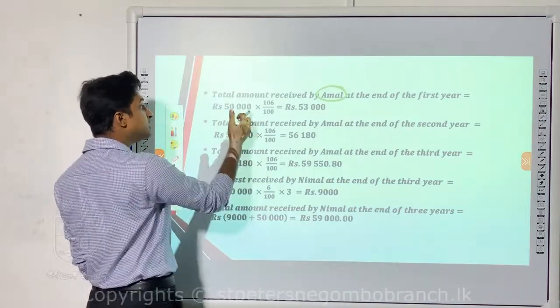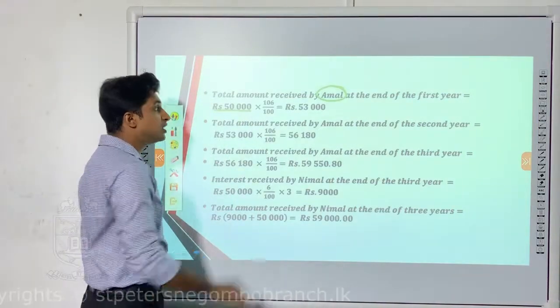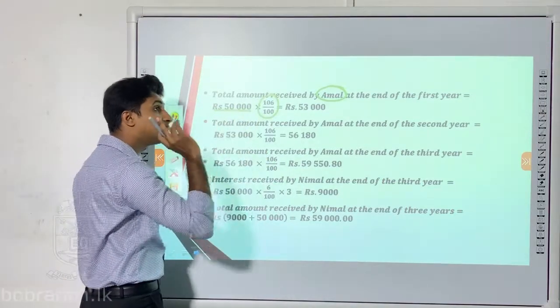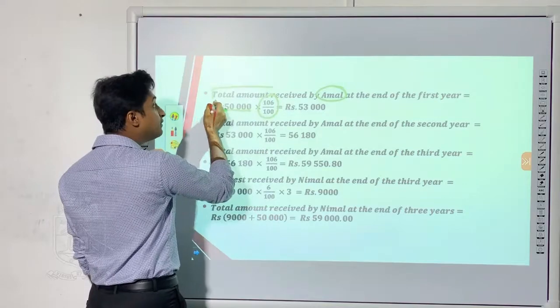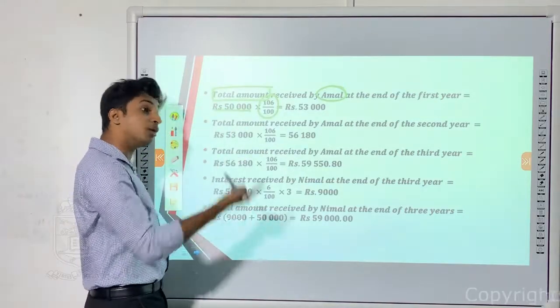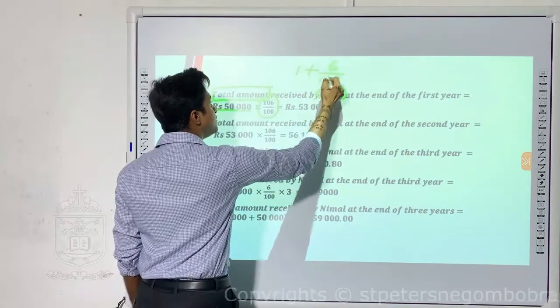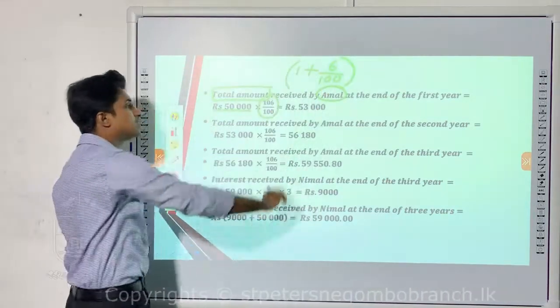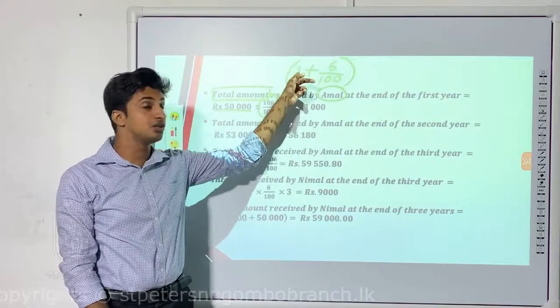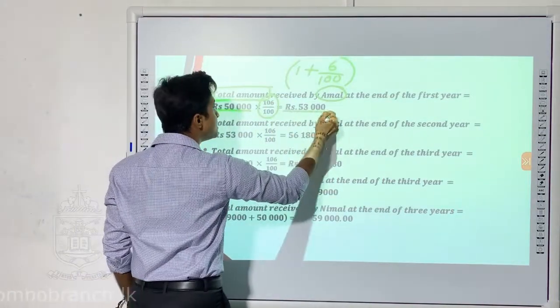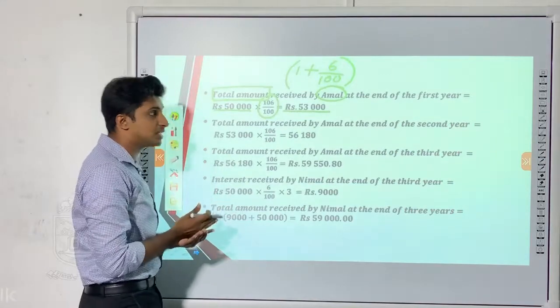So he has invested a principal of 50,000. So 50,000 times the compound interest rate, that is 106 over 100. How do you get 106 over 100? That is only when you are taking the total amount directly, right? That is 1 plus the given interest rate. That's how you take 100 times 1 is 100, plus 6 is 106. Compounded, then this is the amount he will have at the end of the first year.